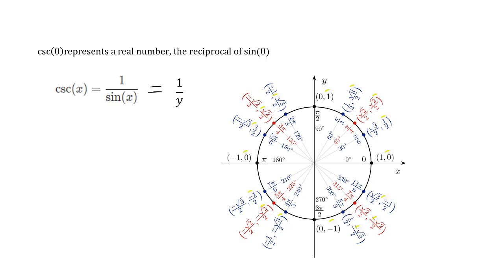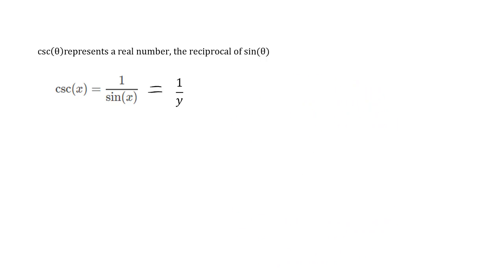Cosecant of theta is just the reciprocal of sine of theta. So cosecant theta, or in this case cosecant x, equals 1 over sine of x. And if we think about that in terms of the unit circle, that would be 1 over the y value where the angle intersects the unit circle. And that's just a real number. So that's something important to keep in mind. The value that the cosecant inverse is being applied to is just a real number.